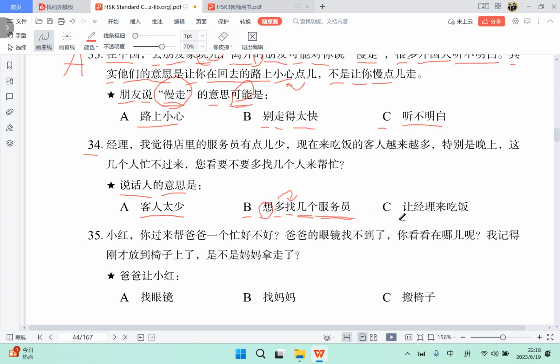Several waiters. Let the manager come to have a meal. 经理我觉得店里的服务员有点少. So I think there are a little bit too few waiters in our restaurant. 现在来吃饭的客人越来越多, now more and more customers come to eat, 特别是晚上, especially in the evening. 这几个人忙不过来.